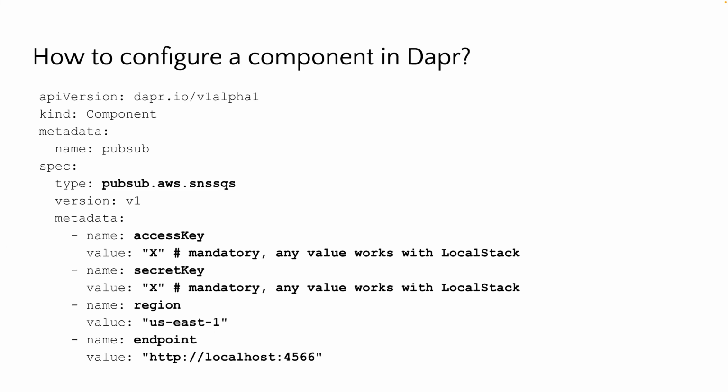How do you configure a component in Dapr with LocalStack? So it's the usual AWS components. You still have to provide an access key and secret key, even though you don't need it for LocalStack. You just put some value, put X, just a random value. The region, the default US East 1, I kept that. And you have to provide an endpoint, which is the localhost endpoint. So this is the bare minimum you need to use LocalStack with any AWS component.